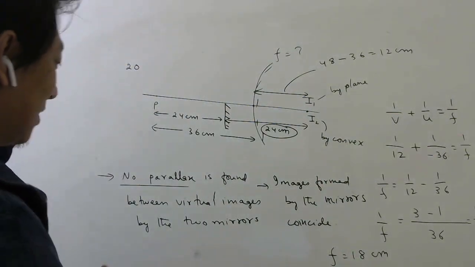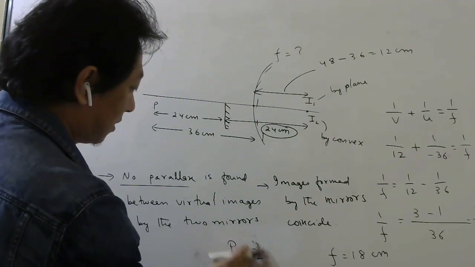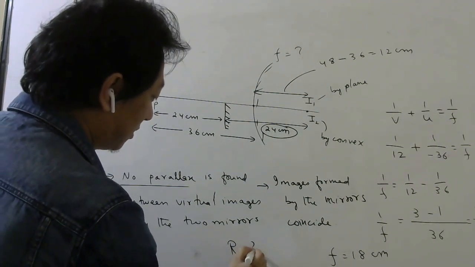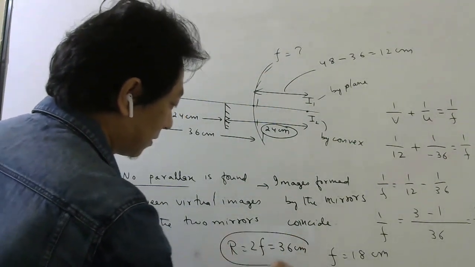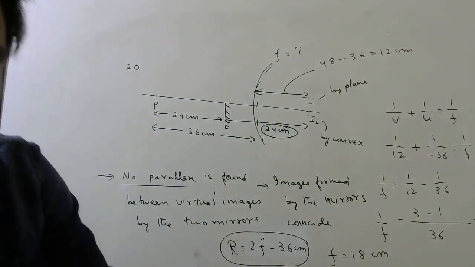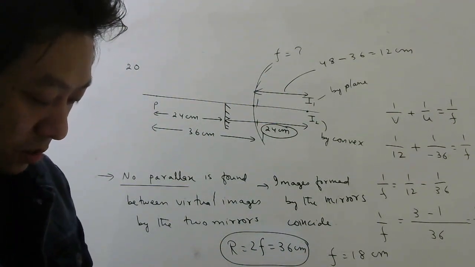So now the radius will be what? f is r by 2, so the radius is twice of f, so that will be 36 centimeter. So the radius of curvature is 36 centimeter. Option C.